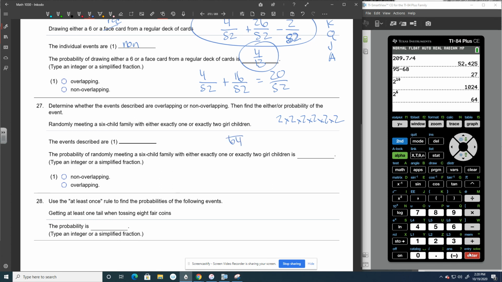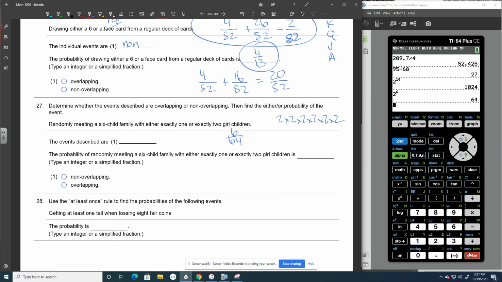Now, the ways of having exactly 1 girl: the first could be a girl, the second could be a girl, the third could be a girl, the fourth could be a girl, the fifth could be a girl, or the 6th could be a girl. So there's 6 different ways that you could have exactly 1 girl.